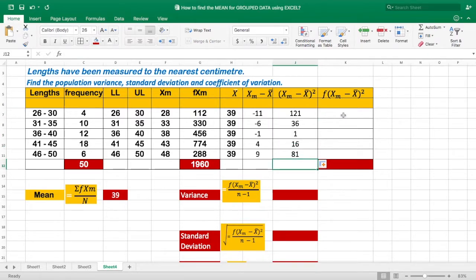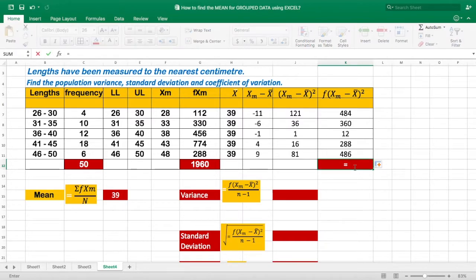And for the last column, we need to multiply the frequency and this column. So how do we do that? Equal sign, click the first value of the frequency and multiply. That is the asterisk times this column. And hit enter. So 484 is the product of 4 times 121. And to find the rest, just drag it down. And there you go.